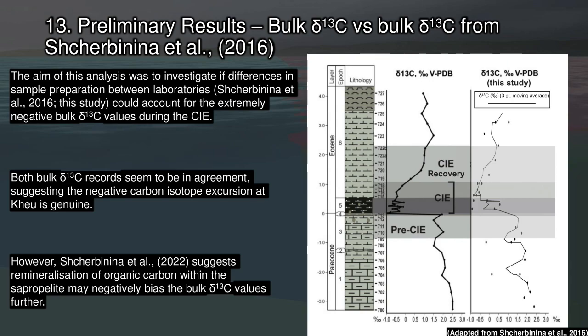However, some authors have also suggested that the remineralization of organic carbon within the saprophyllite horizon may also negatively bias the bulk carbon values further. So perhaps the magnitude of the carbon excursion at Q is more pronounced because there are other influencing factors at play.